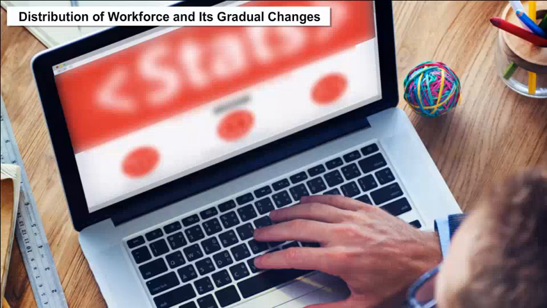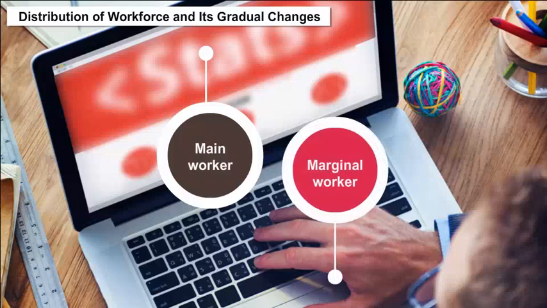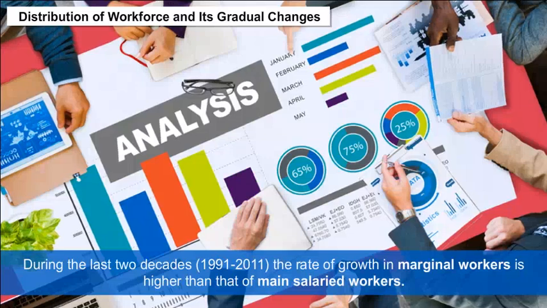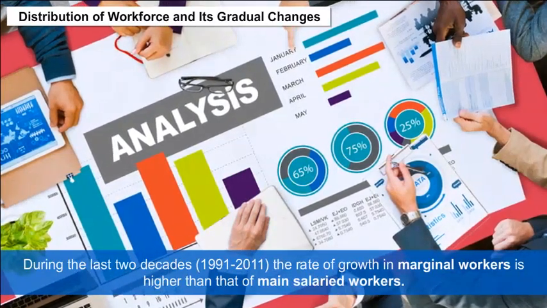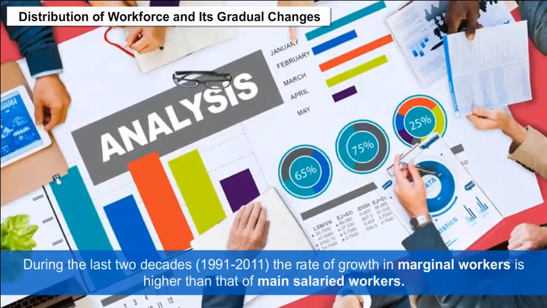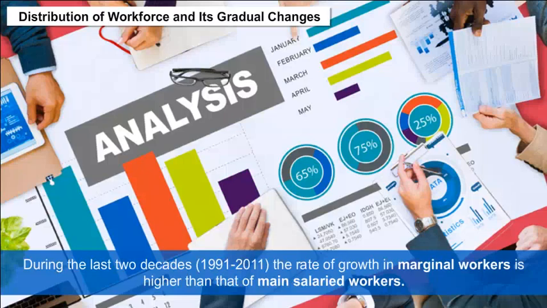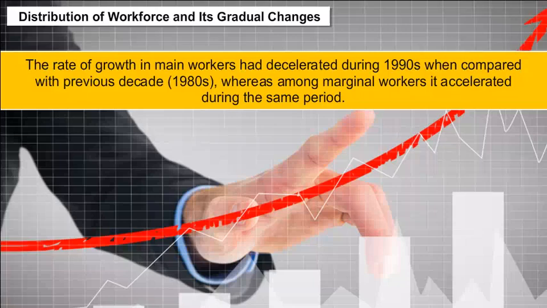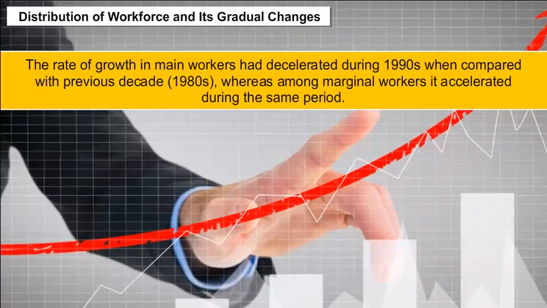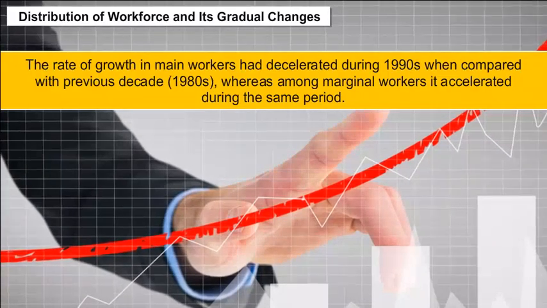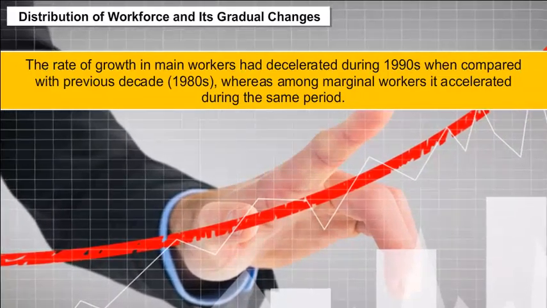Census classifies workers into two categories, that is, main and marginal workers. The analysis of census data shows that during the last two decades, that is 1991 to 2011, the rate of growth in marginal workers is higher than that of main salaried workers. The rate of growth in main workers had accelerated during the 1990s when compared with the previous decade, the 1980s, whereas among marginal workers it accelerated during the same period.